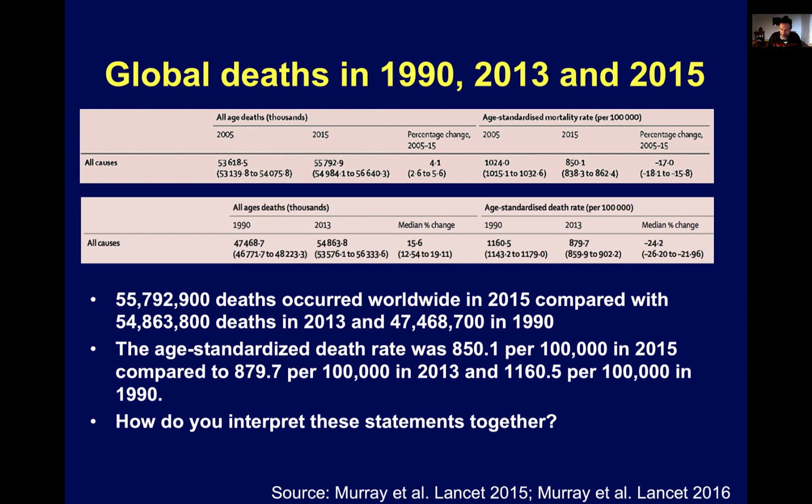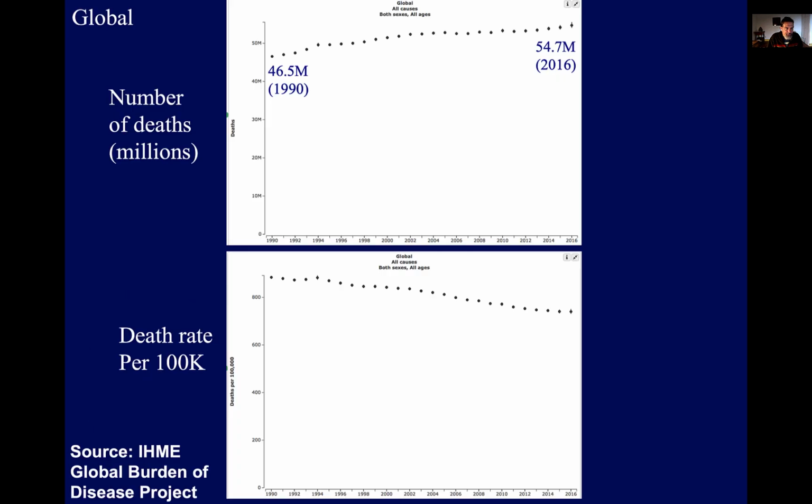But let's dig a little bit deeper on that. Looking globally, this is a similar graph to the trend we saw for the US, showing an increase in the number of deaths over this nearly 30-year period, from 46 million to 54 million per year, and a decline in the death rate over time.